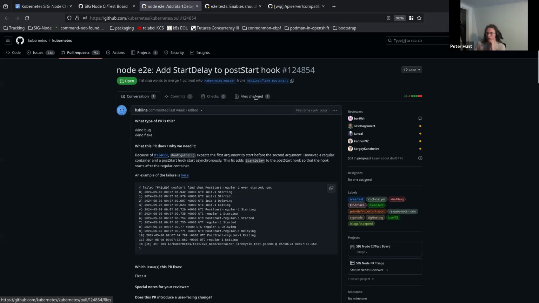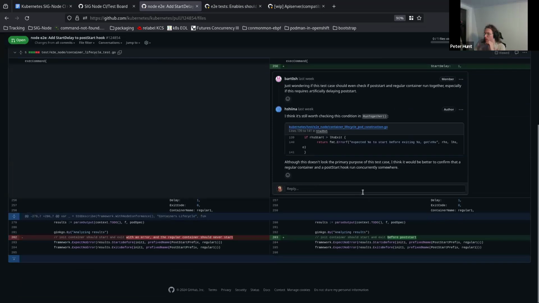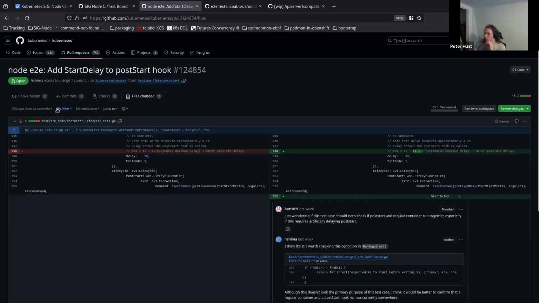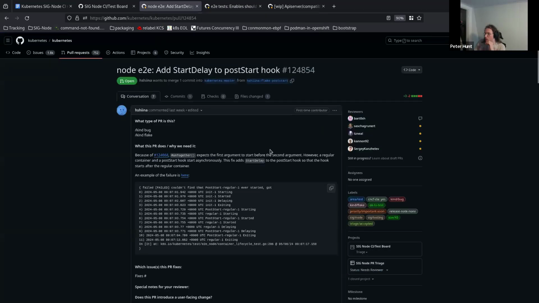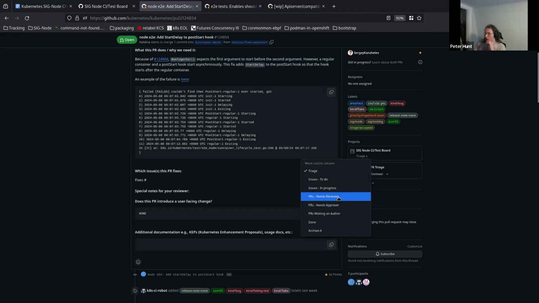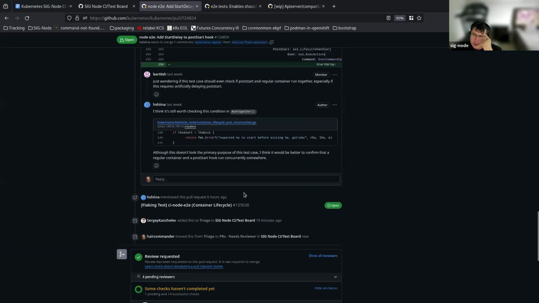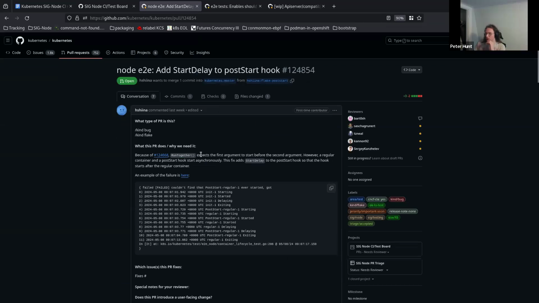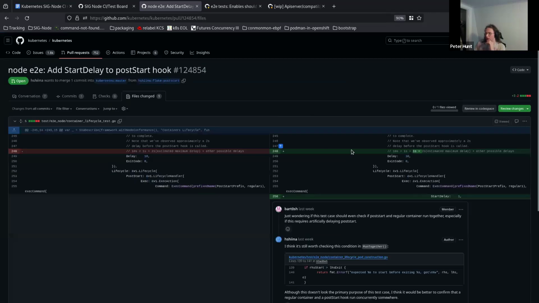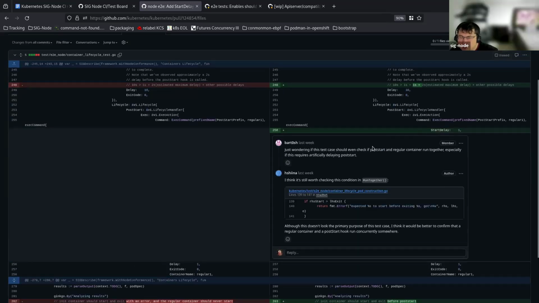Start delay to post start hook. This is probably not a test. I guess there's a test change. I can take a look at this one. It feels like a feature, right? Is it a feature? It looks like it's a change to the test. Oh, okay. It's just a test.